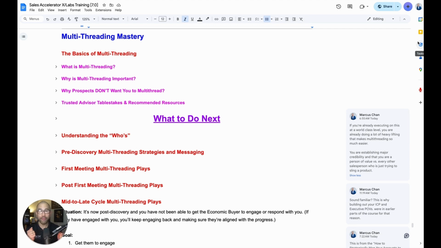So if you haven't gone through the other parts of the course, I highly recommend you go to the other parts first, because I'll be referencing other key points from the other parts that make it far easier to actually multi-thread. So let's go and dive right in.